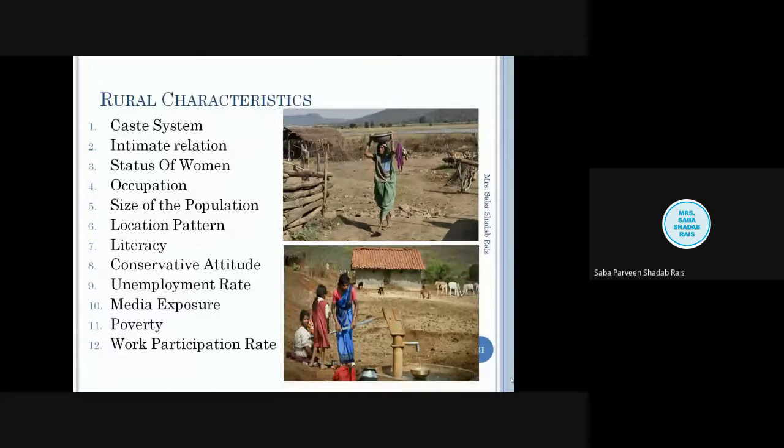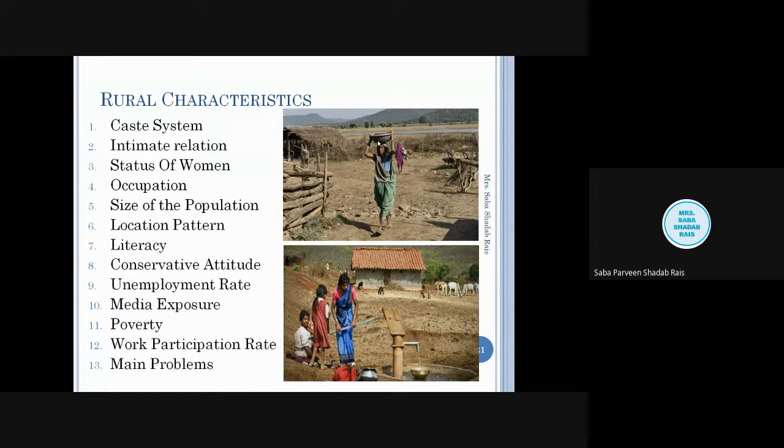So the female work participation rate is very high. Even in the rural area, old women also go to the farm field and do the work. Here you can see an old lady doing work. In the urban area, you will not find old ladies doing a job at the age of 60. Most institutes, especially government institutes, give retirement to senior people.